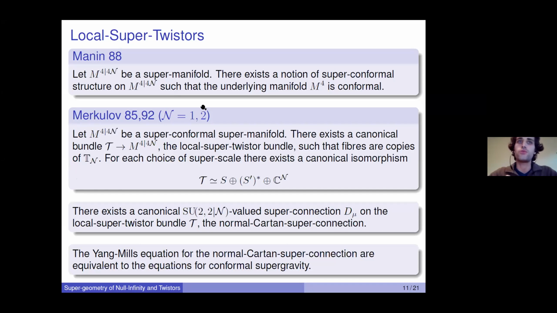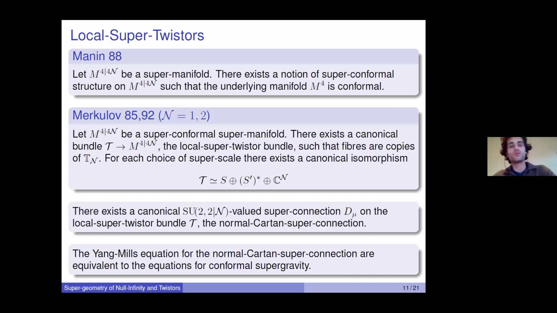And then Merkulov showed that for N equal 1 and 2, these superconformal manifolds have a natural local super-twistor bundle. So just, once again, a canonical bundle, so that the fibers are super-twistors and they split as you expect. You have a normal super-Cartan connection extending the usual one. And nicely, the generalization of the Yang-Mills equations for these normal super-Cartan connections are just the conformal supergravity equations. So you have a straightforward supersymmetric extension. Good, so all of this is just conformal.